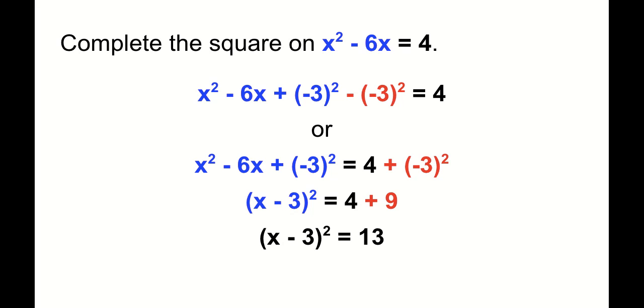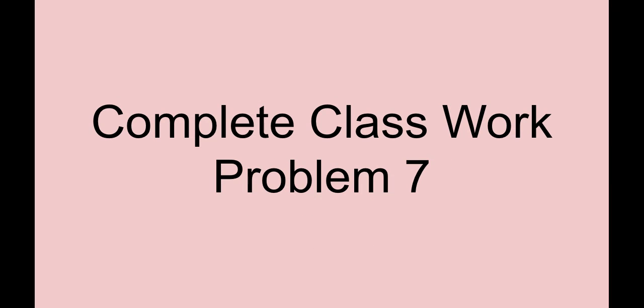So I turn this equation into a perfect square equation, right, which is extremely handy. It's a very powerful tool because now I can solve it easily. Square root both sides, add 3, I'm done. All right, and we'll get to that later. But that's how I would complete the square on an equation, or within an equation. Okay, it's actually the end of the video, so stop this and just complete classwork problem number 7.